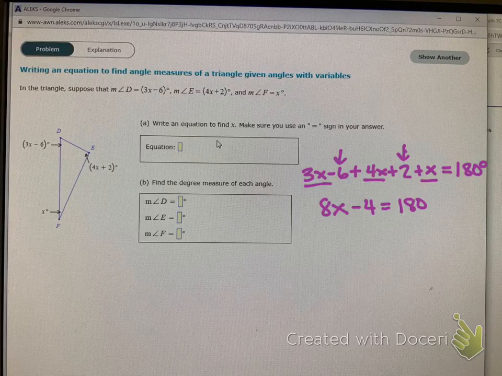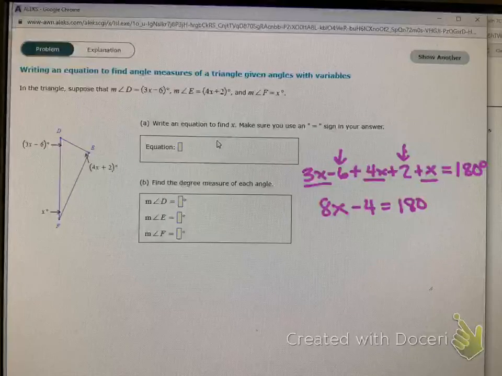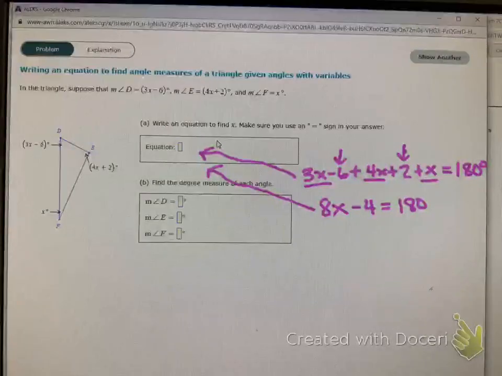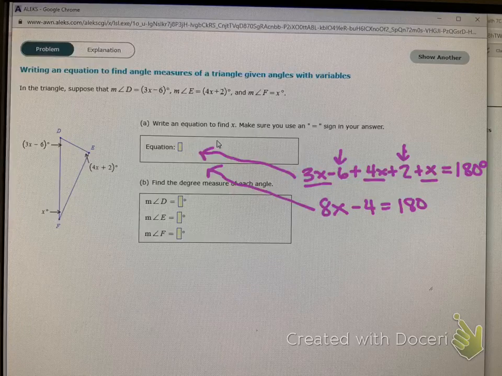Now we have an equation. This is a two-step equation. So I'm not sure which one you have to put in. I guess you could put that one in there. Maybe they would accept that one as well. The first one is probably the most exact, but the second one still works.